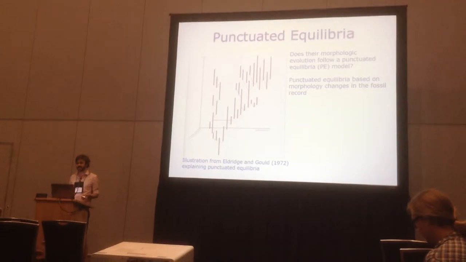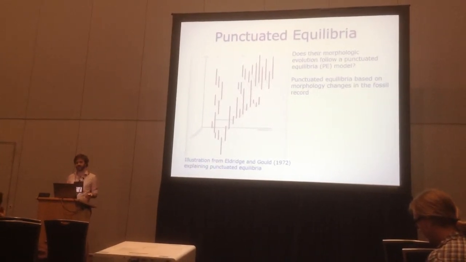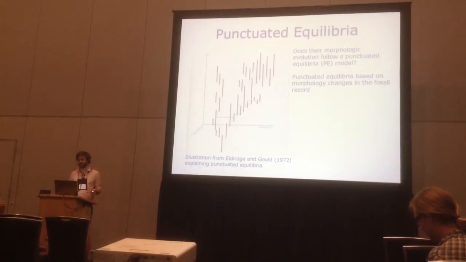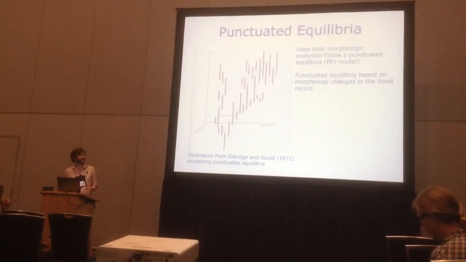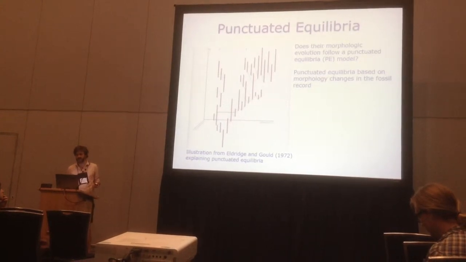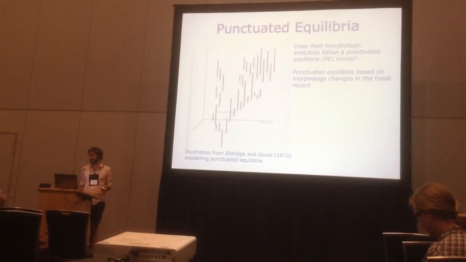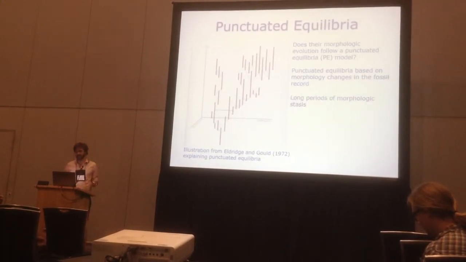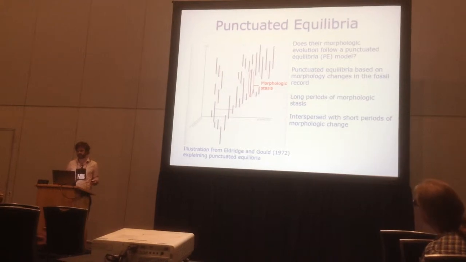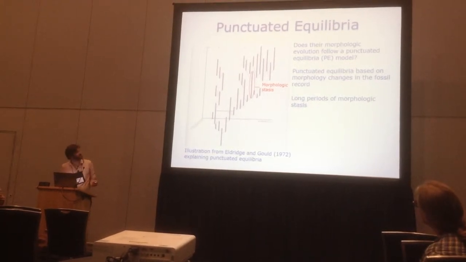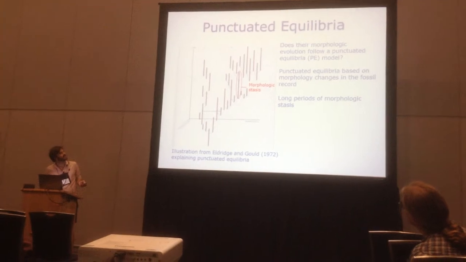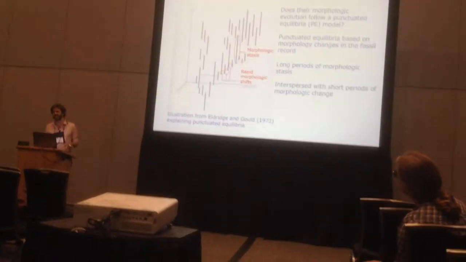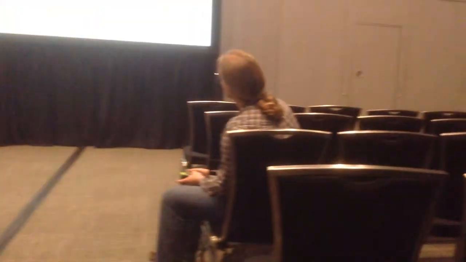And part of this research is trying to look at how the evolution of the Imelda fits within a model described by punctuated equilibrium. I'm sure you're well aware punctuated equilibrium is based on morphological changes through the fossil record. One of the big assumptions is that there are long periods of morphological stasis, and then short, rapid bursts of morphological change, and these bursts are associated with speciation.